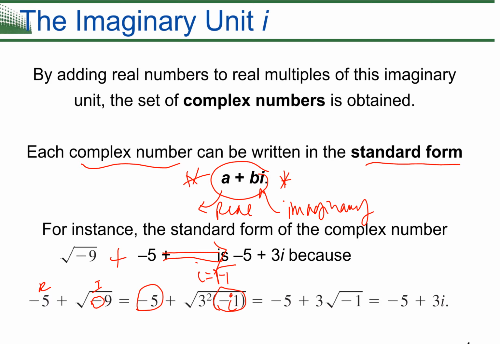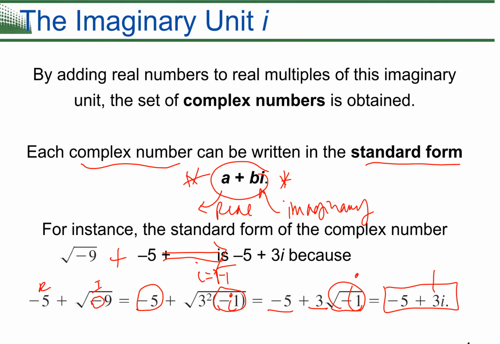And I can see that 9 is the same as 3 squared. So if I do the square root of 3 squared, I get 3. The square root of negative 1, again, that's still my i. And negative 5 is just going along for the ride. So I get a final answer of negative 5 plus 3i.